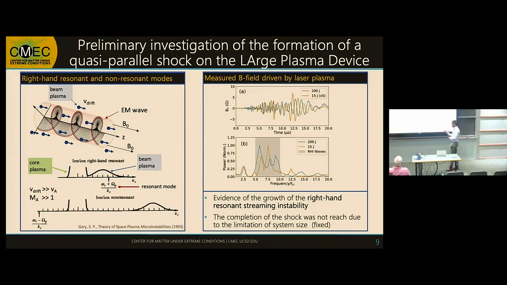But when the drift velocity is way larger than the Alfvén velocity, so basically an Alfvén Mach number much larger than 1, you are no longer in resonance. You will develop another unstable mode, which will sit here. This instability is named the non-resonant instability, or the Bell instability.